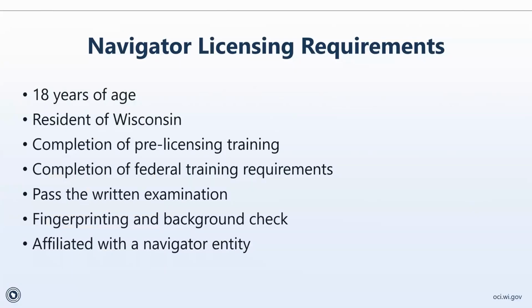So here are the 7 base requirements to become a licensed navigator. You must be 18 years of age, a resident of Wisconsin, complete the pre-licensing training such as this, complete federal training requirements, pass the written exam, provide fingerprinting and a background check, and be affiliated with a navigator entity. Any pre-licensing training such as this ensures a uniform basic knowledge for those assisting consumers. Next slide, please.